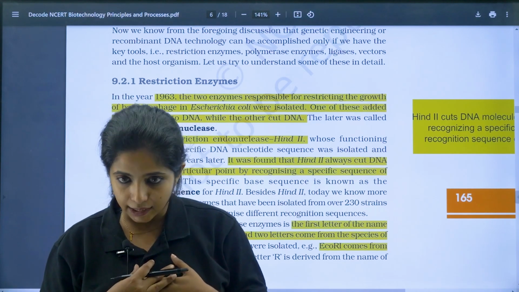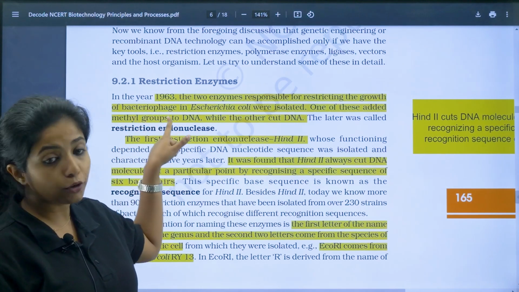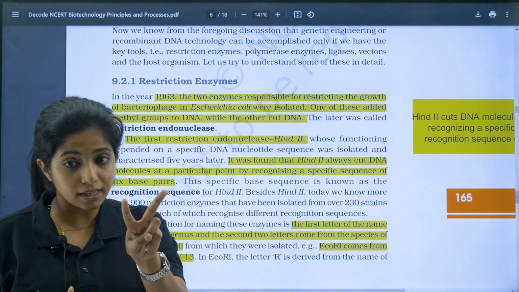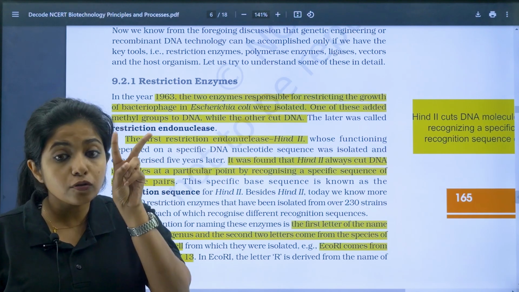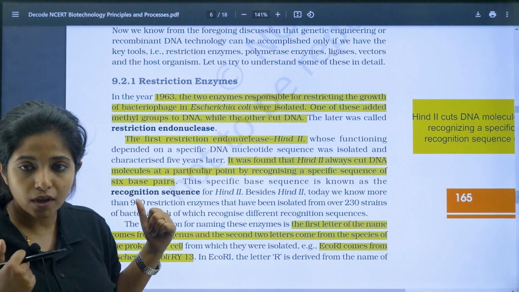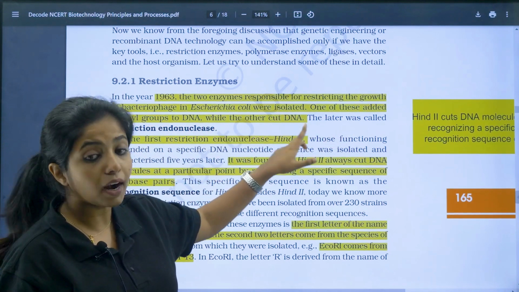Escherichia coli is a bacterium in which someone was trying to grow a bacteriophage. Bacteriophage is a virus. But then E. coli had two enzymes. E. coli produced two enzymes which were not allowing the growth of bacteriophage in their body. One of these added methyl groups to DNA while the other cut the DNA.